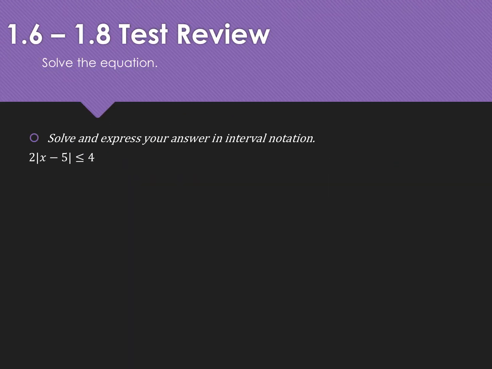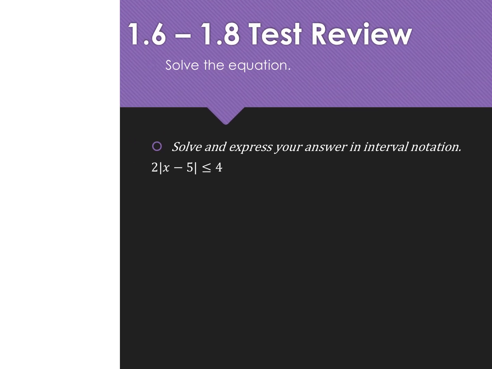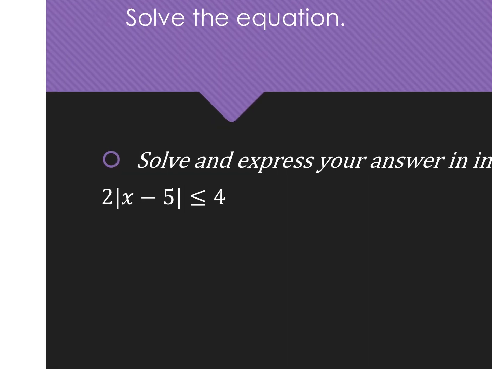All right, so there's a couple more. This absolute value one should be pretty easy. So I have the absolute value of x minus 5. I have a 2 on the outside and a 4 on the other side. So I want to get that absolute value by itself. Let's divide by 2. I get the absolute value of x minus 5 is less than or equal to 2.